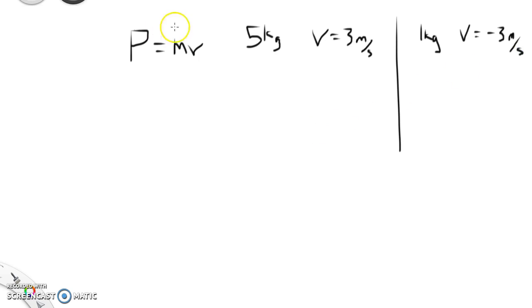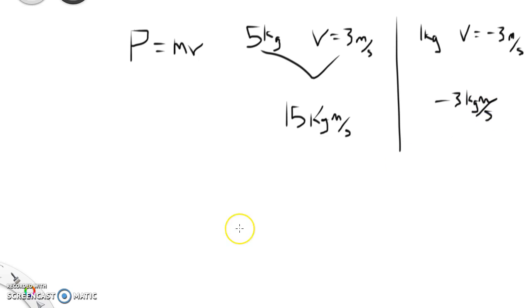Okay, so for the first one, m times v, 5 times 3 gives us 15 kilogram meters per second. And then for the second one, 1 times negative 3 is going to give us negative 3 kilogram meters per second. Okay, so we've calculated momentum.